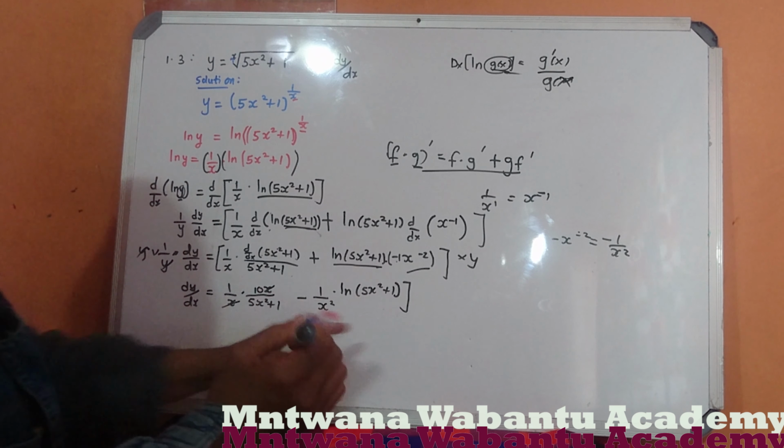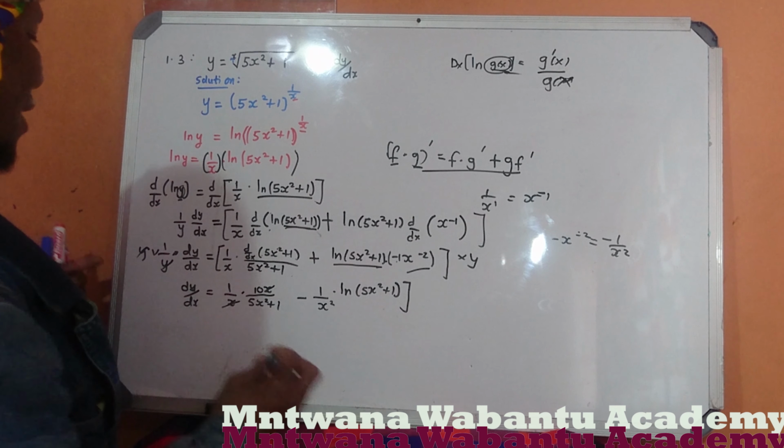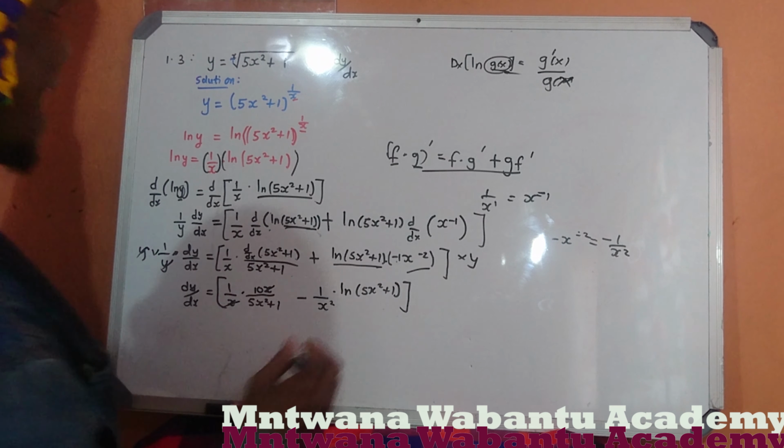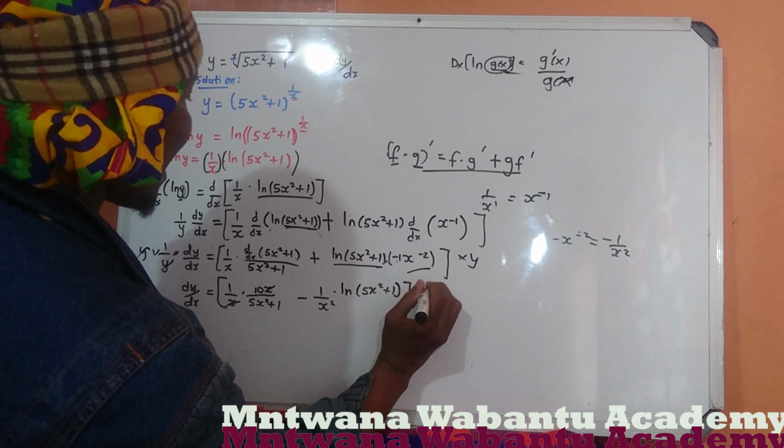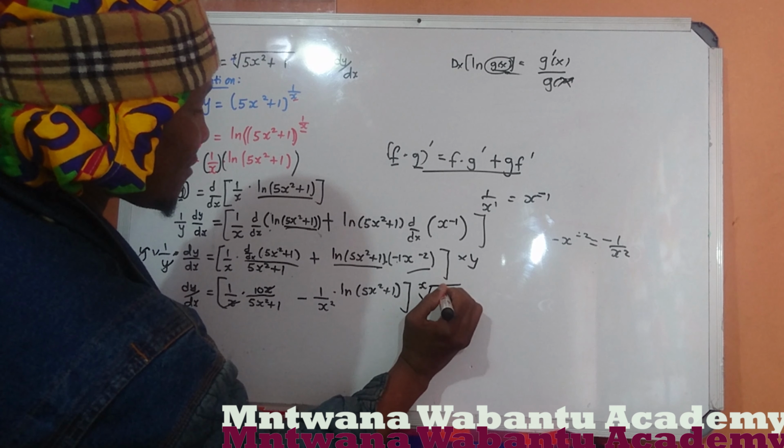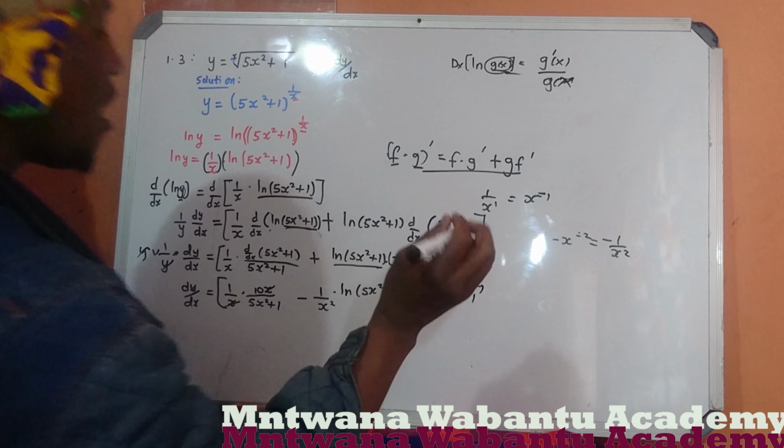And remember, we multiply by y. But now we know the value of y, okay? The value of y is given equation. Y equal to x, 5x squared plus 1.